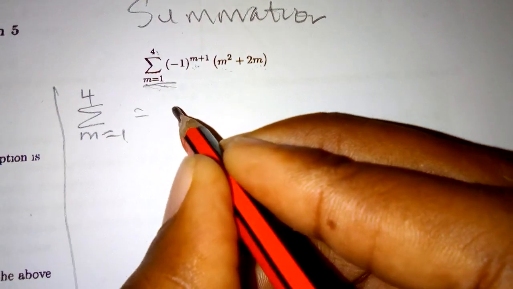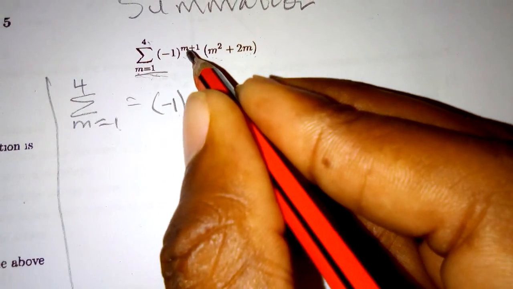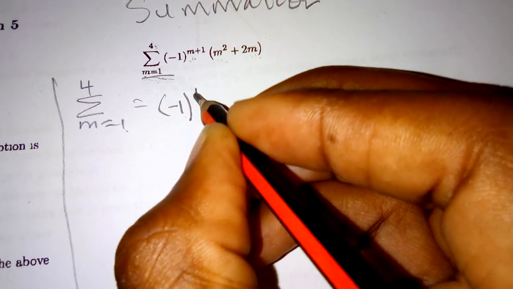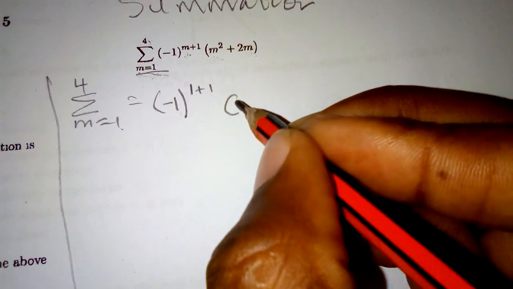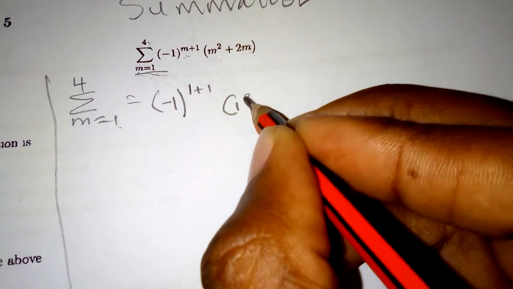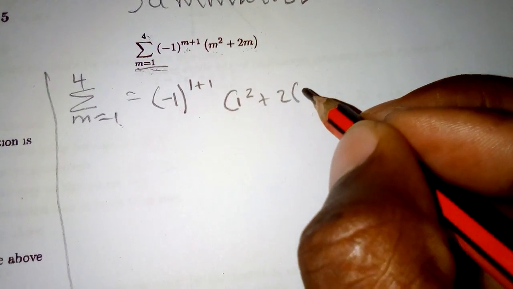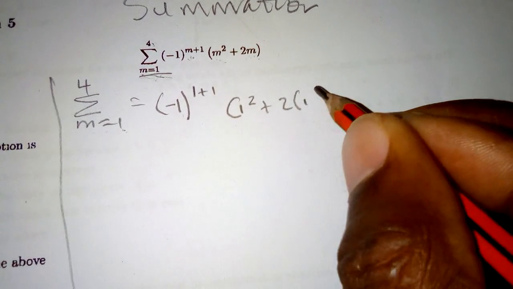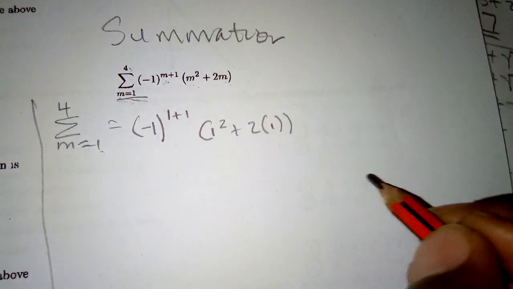So what I'm going to do, I'll say bracket -1 to the power of m plus 1. My m is going to start from 1, so it's to the power of 1 plus 1, another bracket m squared, and remember my m is starting from 1, so 1 to the power of 2 plus 2m. It means it's 2 times m, so I'll say it's 2 times 1. Close the bracket and close the other bracket.